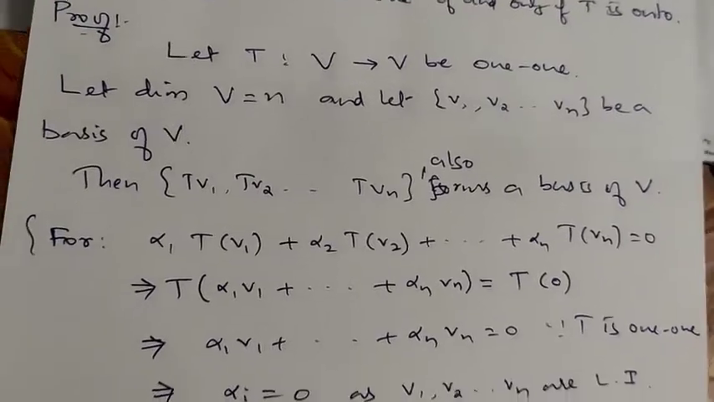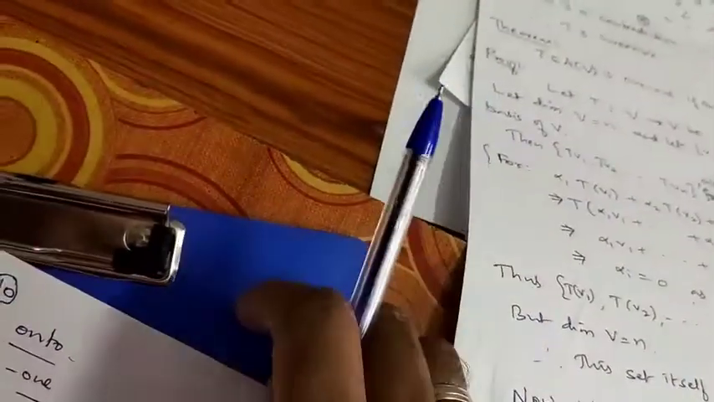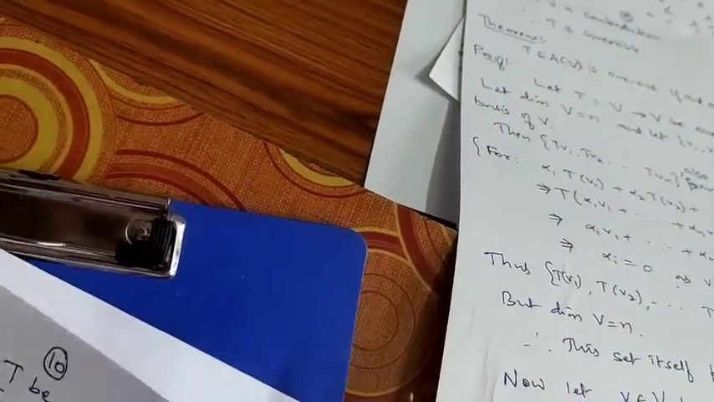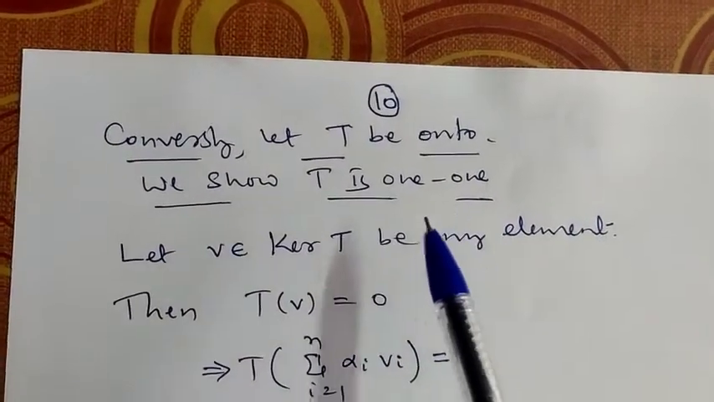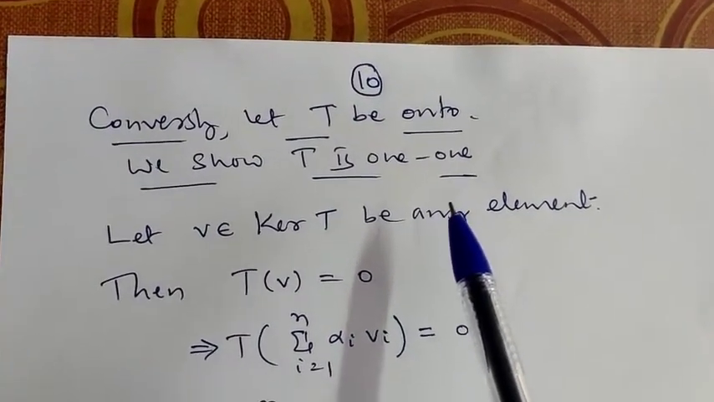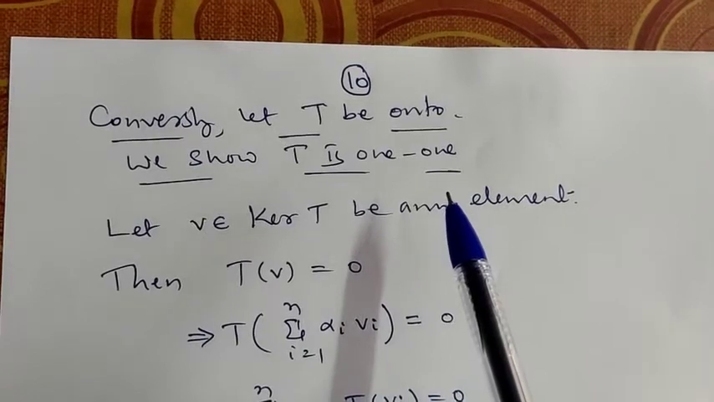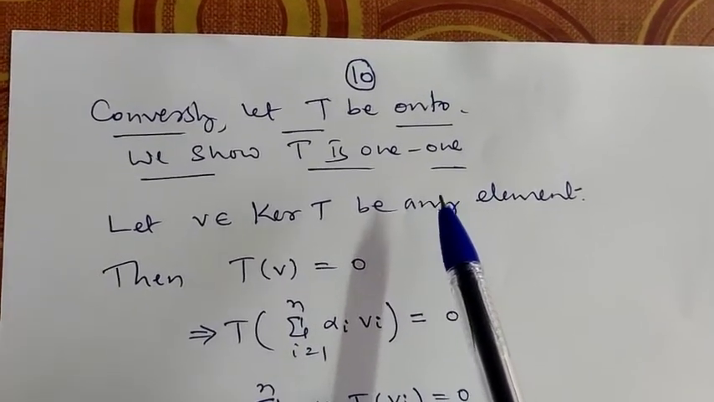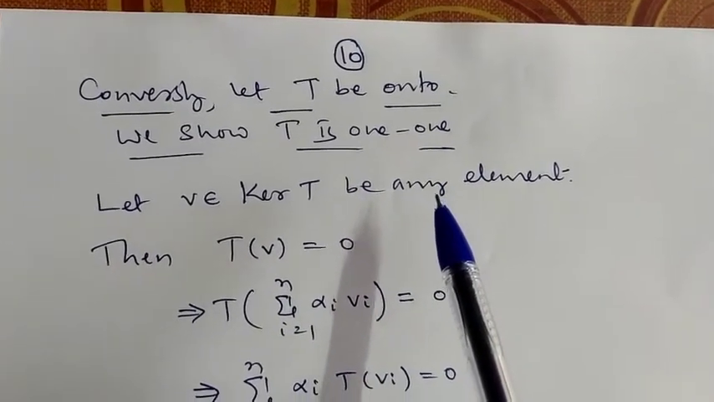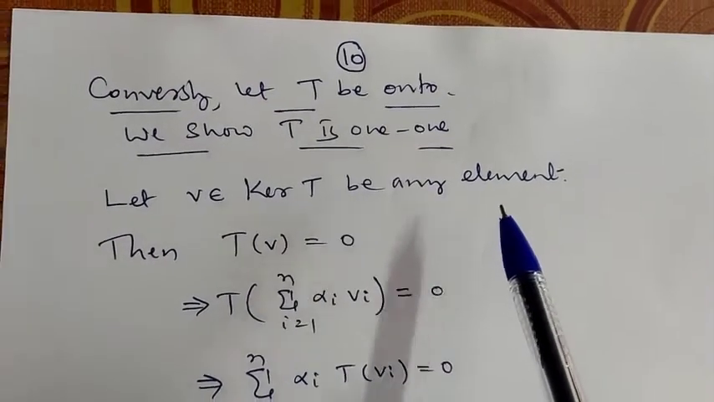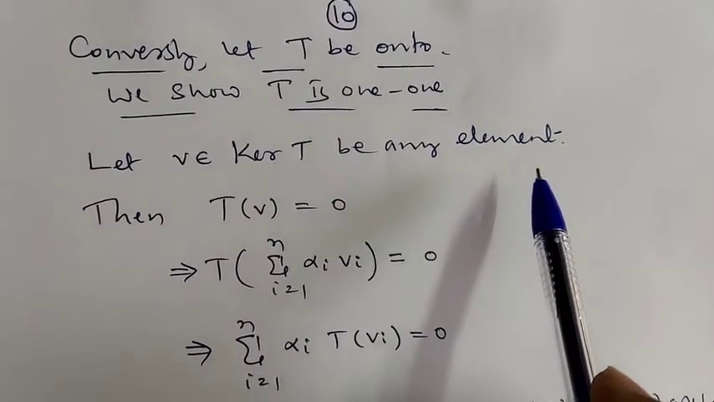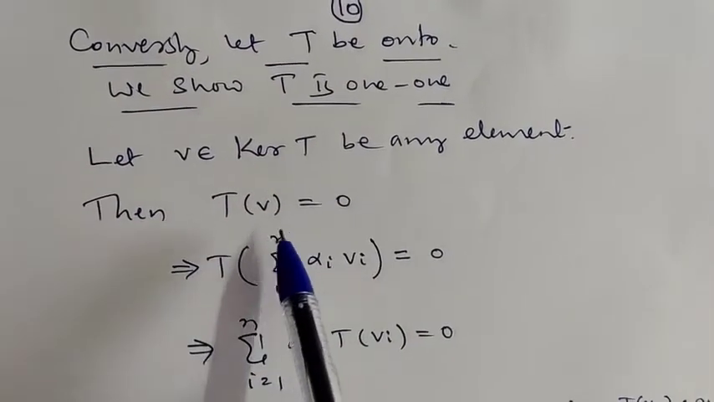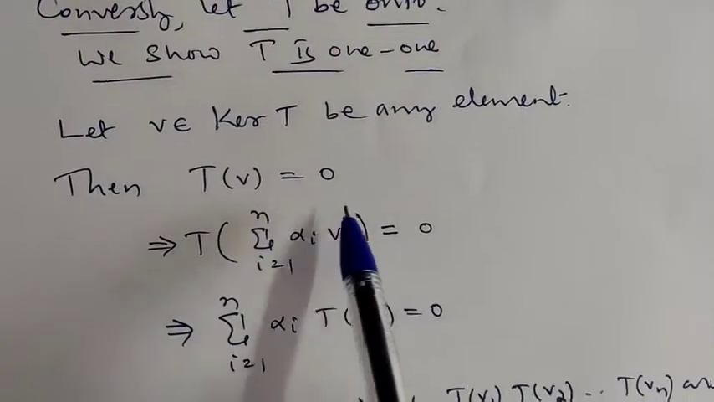Now, let us take T to be onto. Let us show T is 1 1. Conversely, let T be onto. We will show T is 1 to 1. Now, to show T is 1 to 1, we will show that the kernel of T contains only the 0 vector. For this, let v belong to the kernel of T be any element, meaning an arbitrary element. Then by the definition of the kernel of T, T of v is 0.